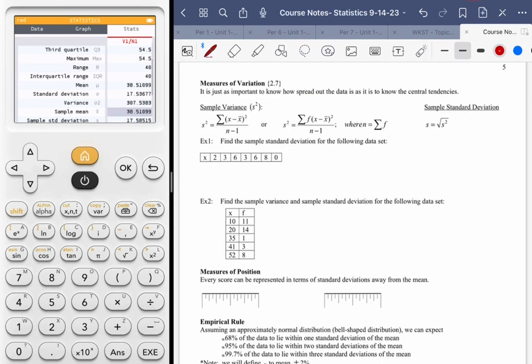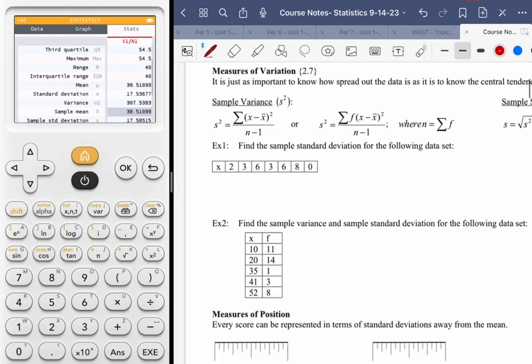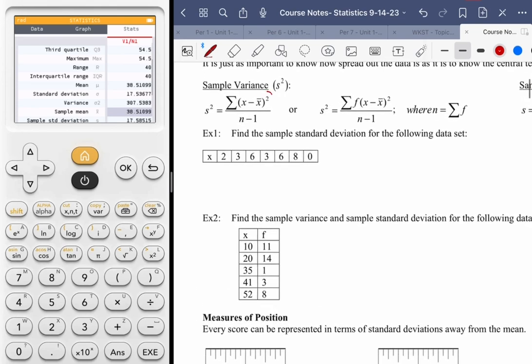All right, so now we're going to talk about measures of variation. So the little statement there, it's just as important to know how spread out the data is as it is to know the central tendencies. So we start off with the sample variance. And in this whole unit, everything is going to be related to a sample. We don't have to really worry about anything beyond that at this point. So the sample variance, if it's just a raw set of data, we use this formula.